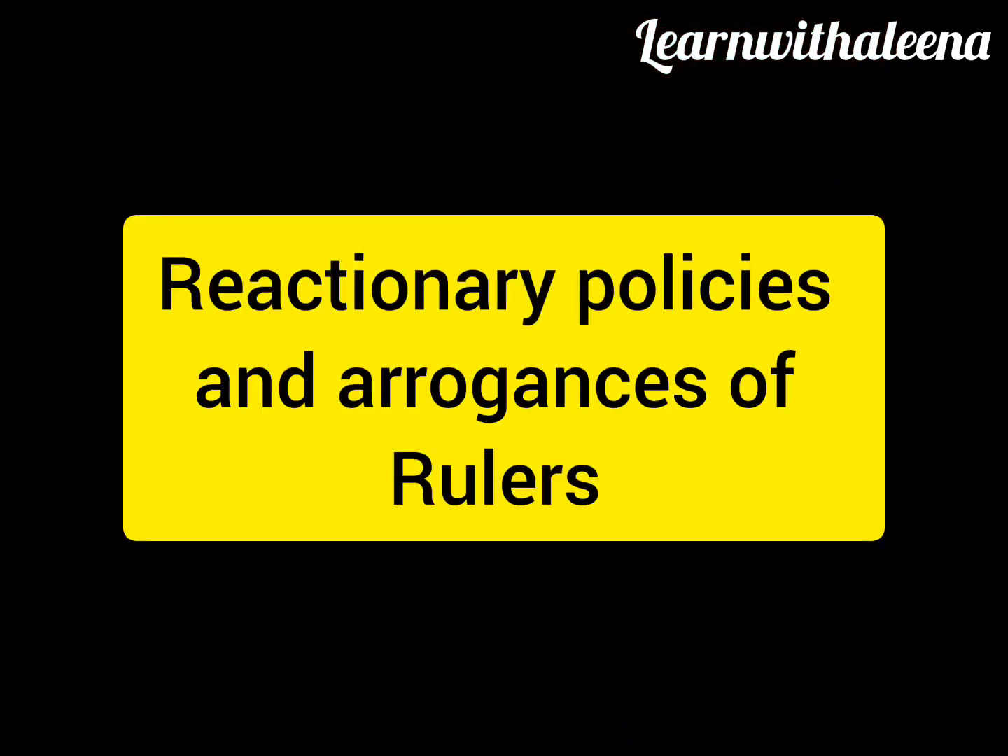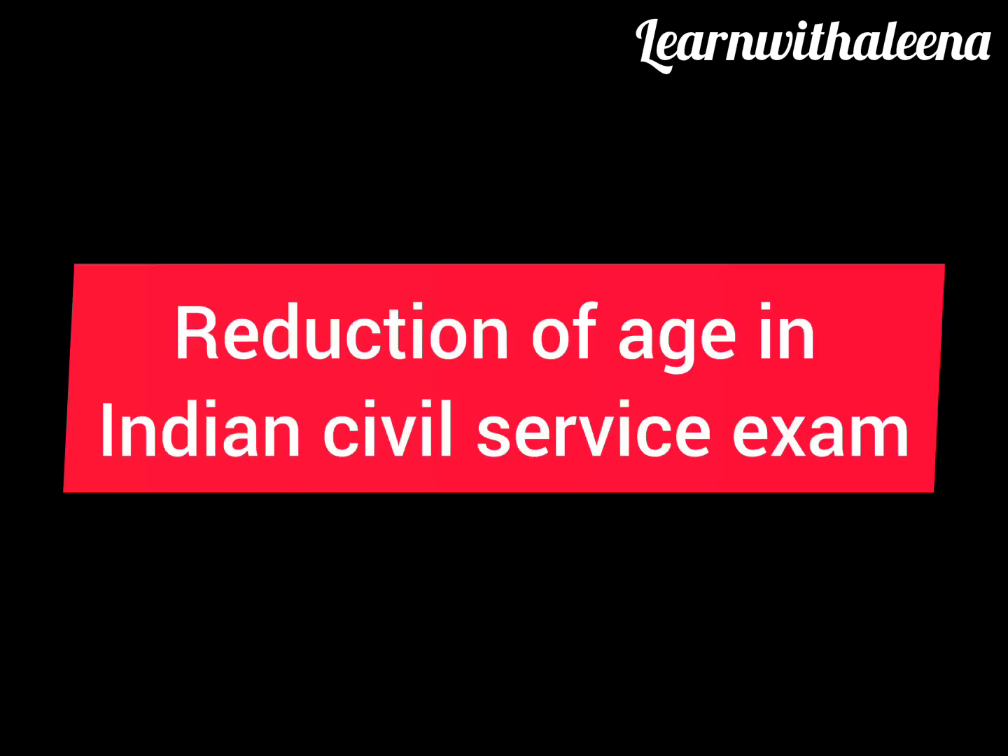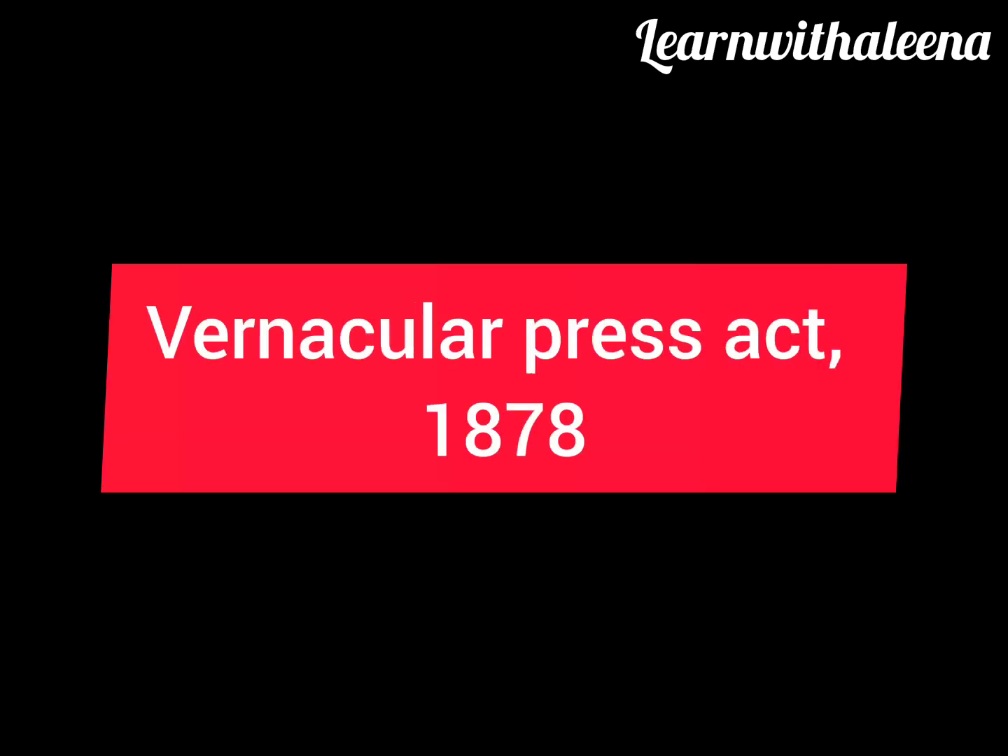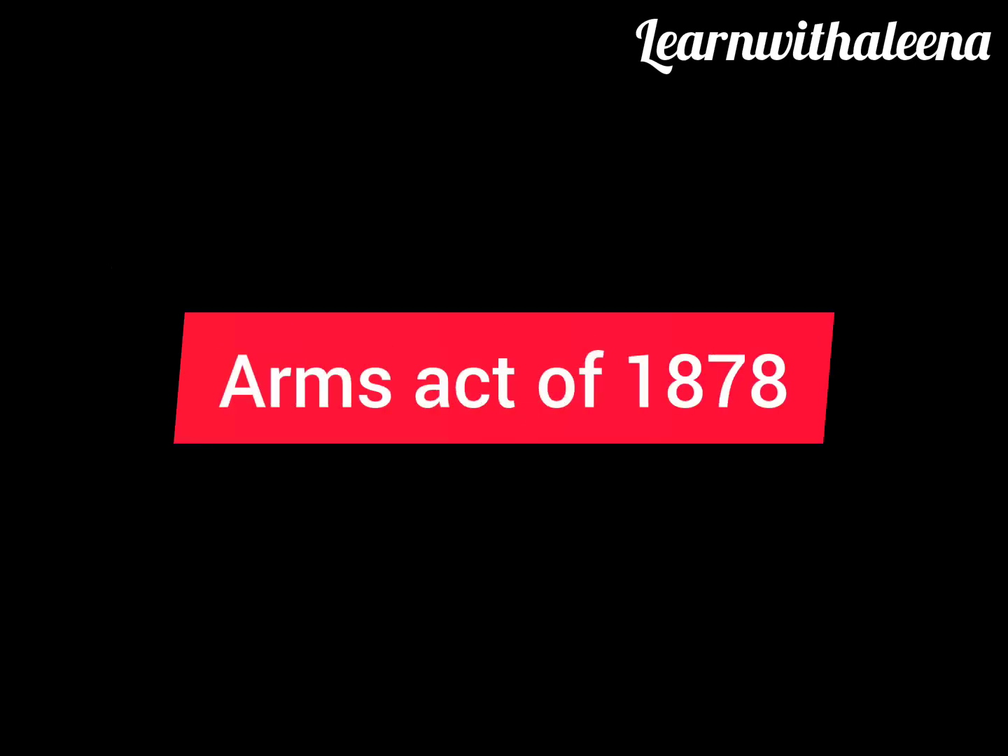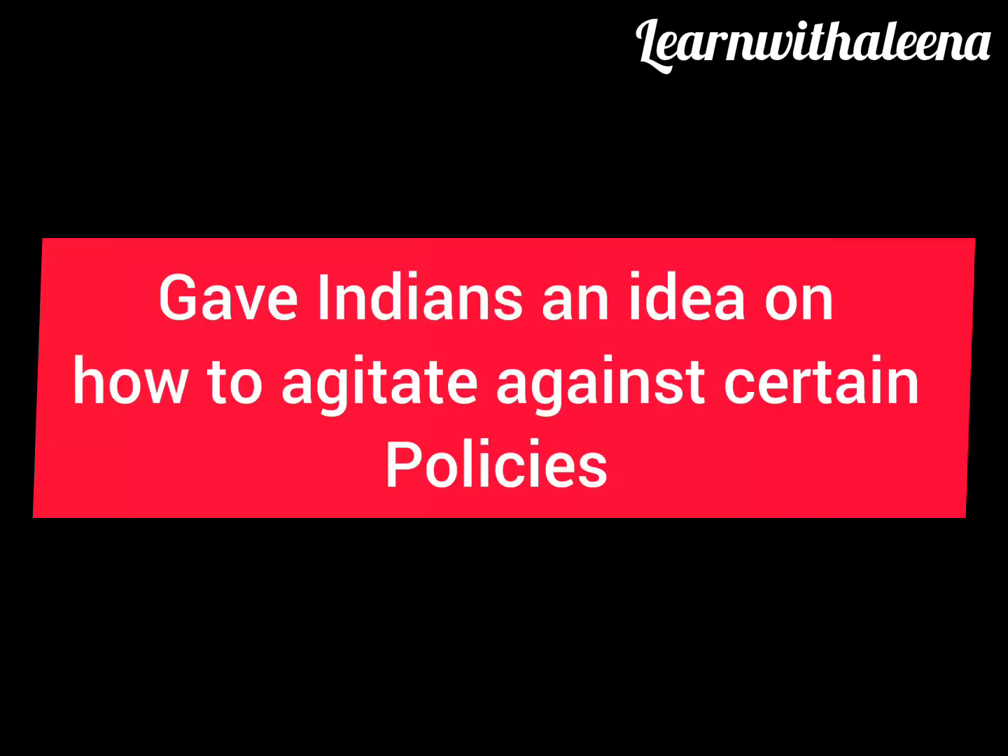Reactionary policies and racial arrogance of rulers. Lytton's reactionary policies such as reduction of maximum age limit for the ICS examination, that is, Indian Civil Service examination, from 21 years to 19 years, the Grand Delhi Darbar of 1877 when the country was in the severe grip of famine, the Vernacular Press Act of 1878 and the Arms Act of 1878 provoked a storm of opposition in the country. However, the organized agitation by the Europeans to revoke the Ilbert Bill also taught the nationalists how to agitate for certain rights and demands.